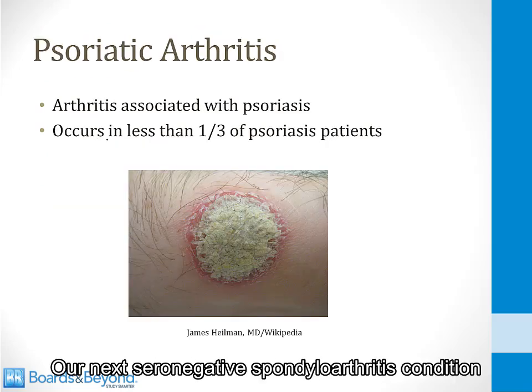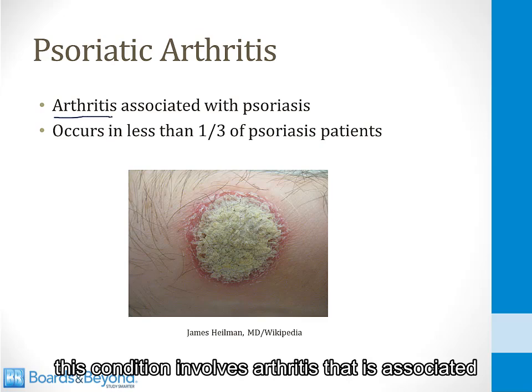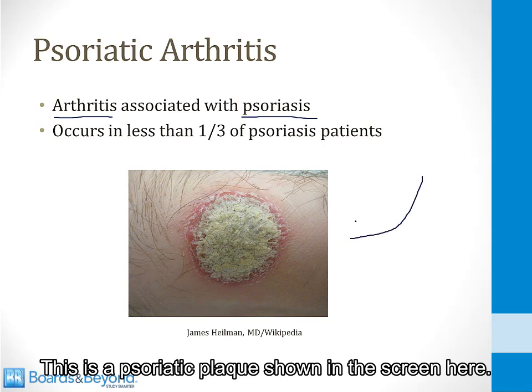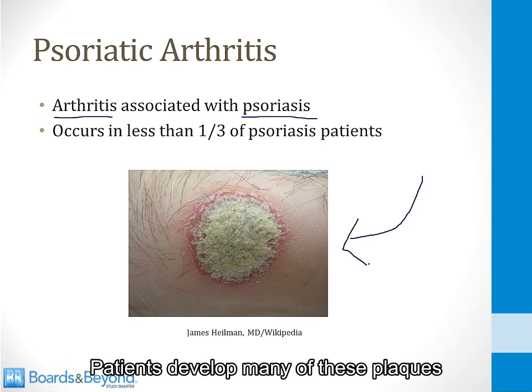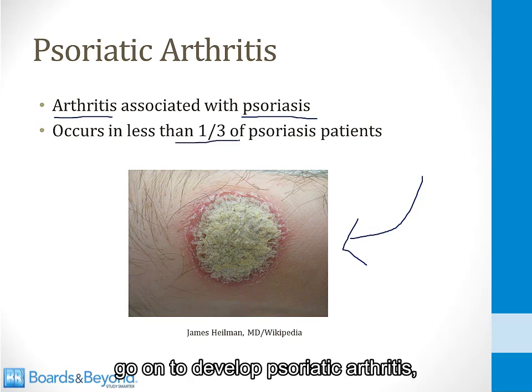Our next seronegative spondyloarthritis condition is psoriatic arthritis, and as the name implies, this condition involves arthritis that is associated with the skin disease psoriasis. This is a psoriatic plaque shown on the screen here. Patients develop many of these plaques on their body when they have psoriasis, and some of them, although it's a minority, less than 1/3 of psoriasis patients, go on to develop psoriatic arthritis, which is one form of a seronegative spondyloarthritis.